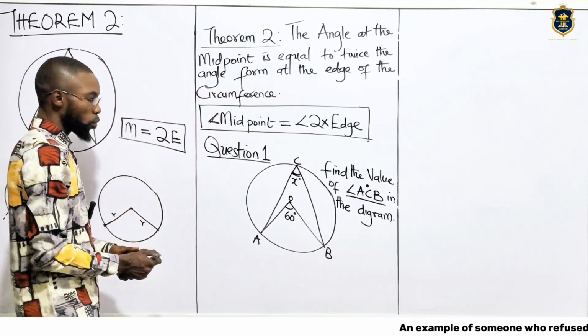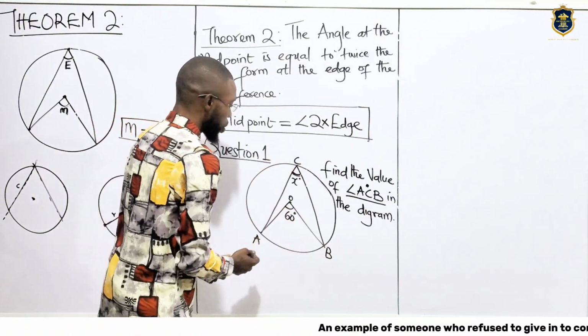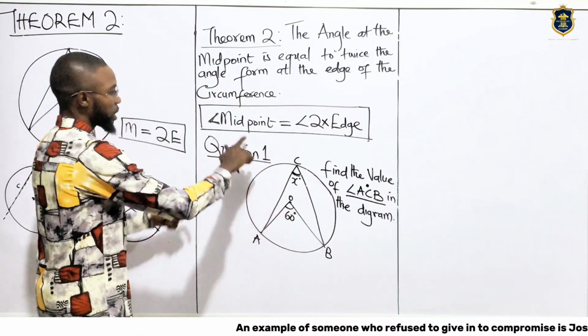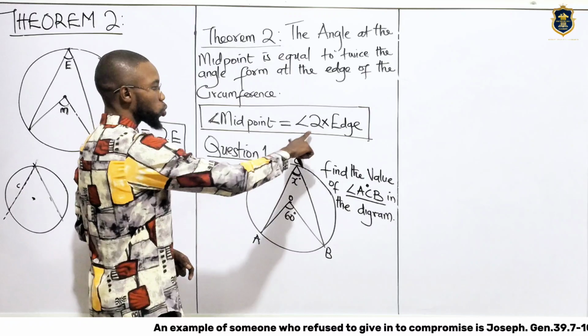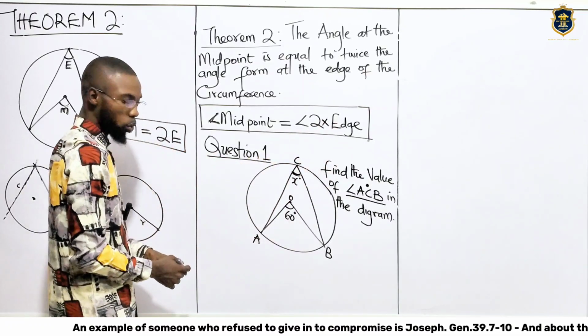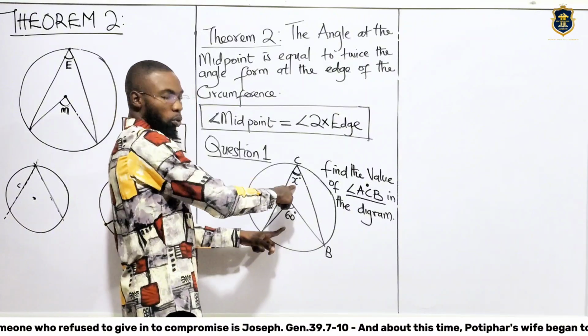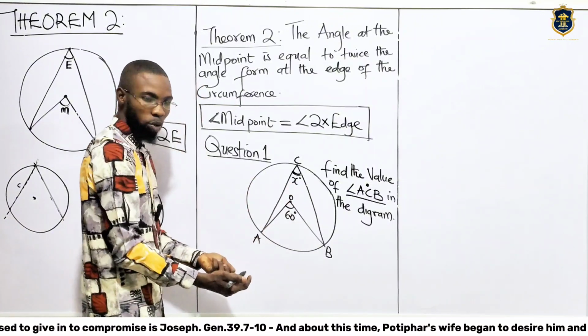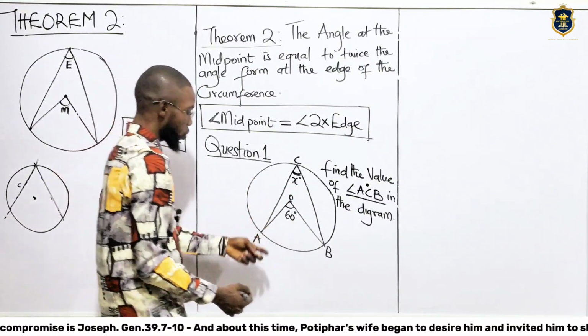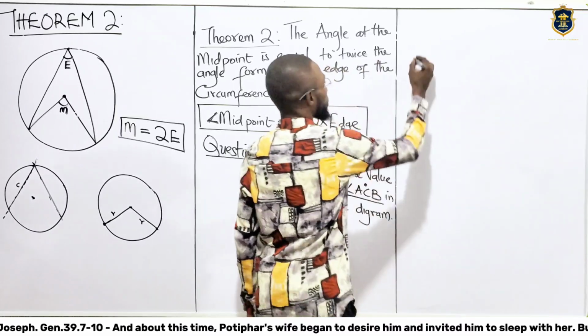Remember the theorem we said when we have an angle like this: the angle at the midpoint is equal to 2 times the angle at the edge. So what does it mean? It means that this angle will be equal to 2 times the angle at the edge. And what is this angle? It's called x. So how do we find it? It's very easy to solve. Solving this angle, it becomes 60.